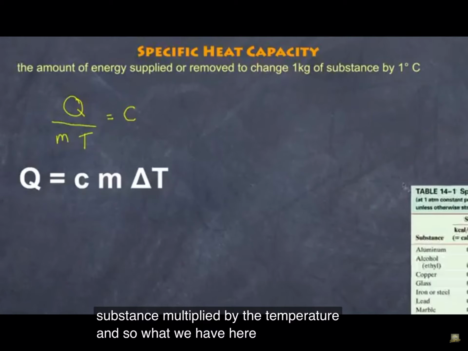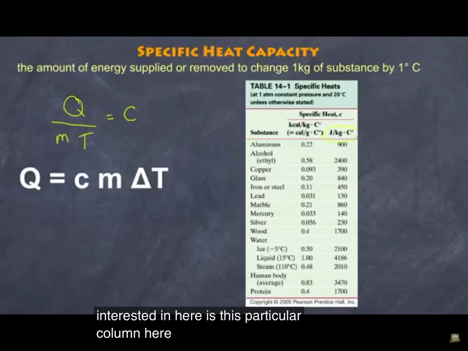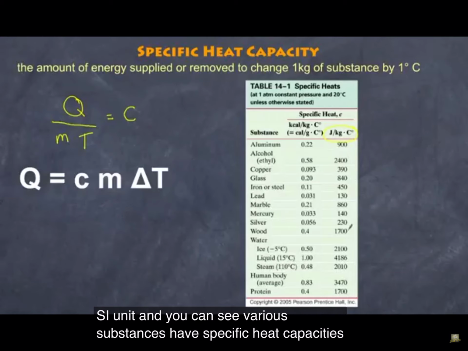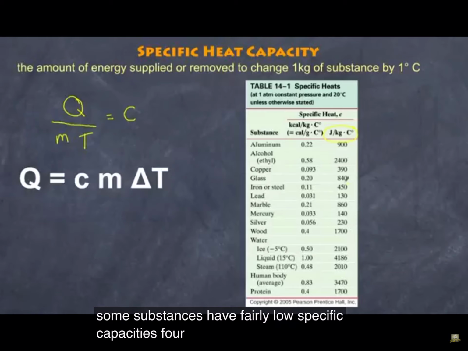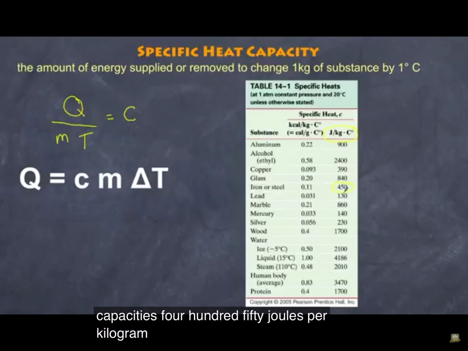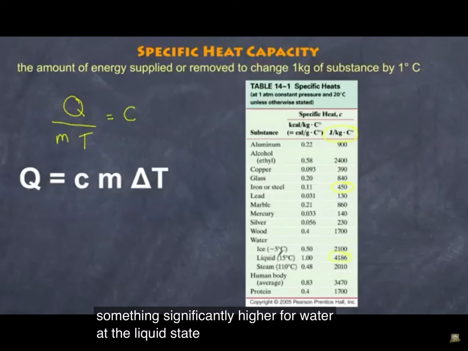And so what we have here is a table of specific heat capacities. And what we're interested in here is this particular column here, because this is the correct SI unit. And you can see various substances have specific heat capacities. Some substances have fairly low specific heat capacities, 450 joules per kilogram per degree Celsius for iron, something significantly higher for water in the liquid state at 4,186.